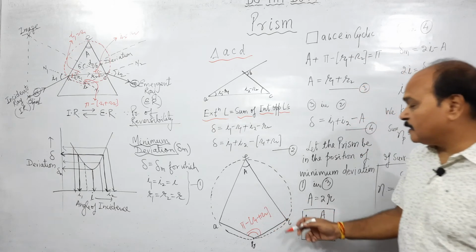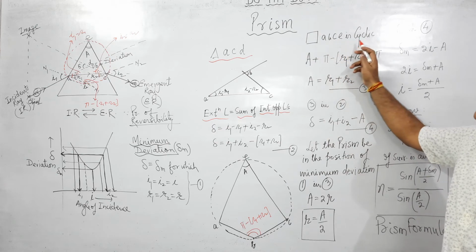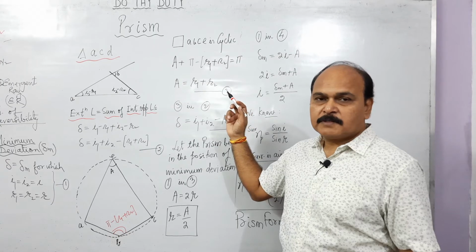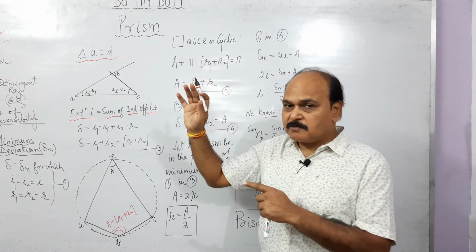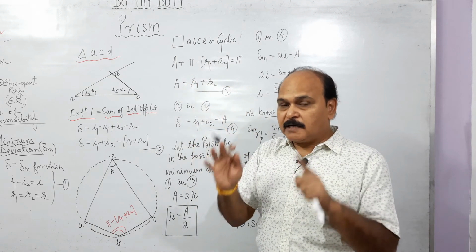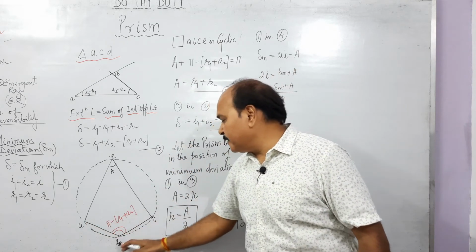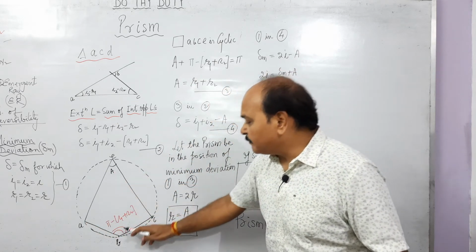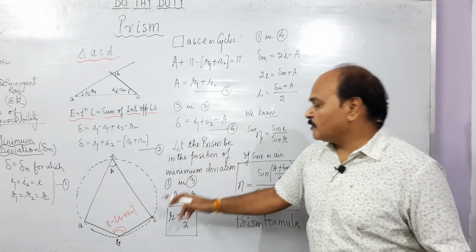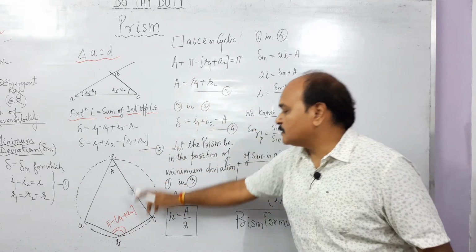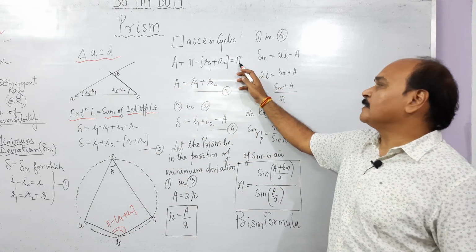This is a cyclic quadrilateral, A, B, C, E is a cyclic quadrilateral. In every cyclic quadrilateral, the sum of opposite angles is always 180 degrees or pi radian. So in this cyclic quadrilateral A, B, C, E, the sum of these two angles would be 180 degrees or pi radian. So what is the sum of these two angles? A plus pi minus (R1 plus R2) has to be equal to pi.